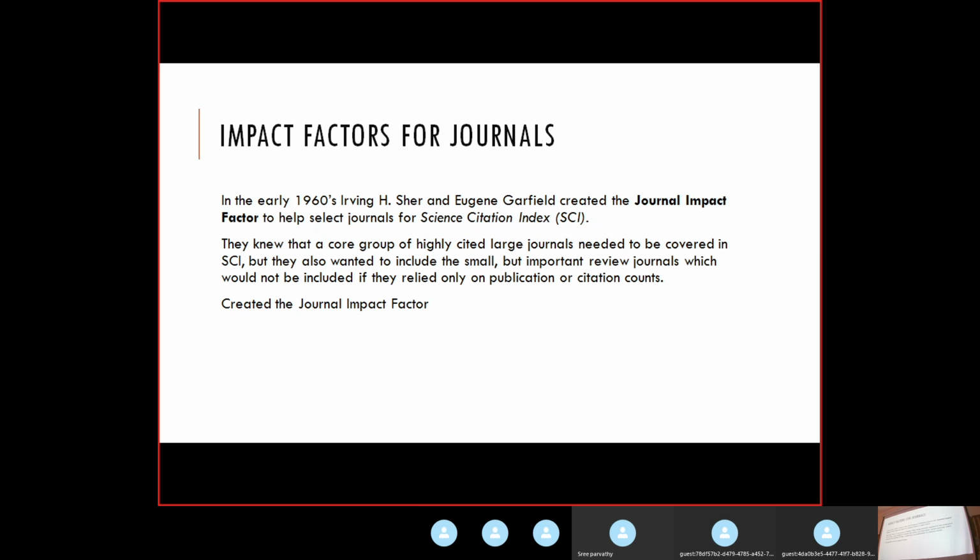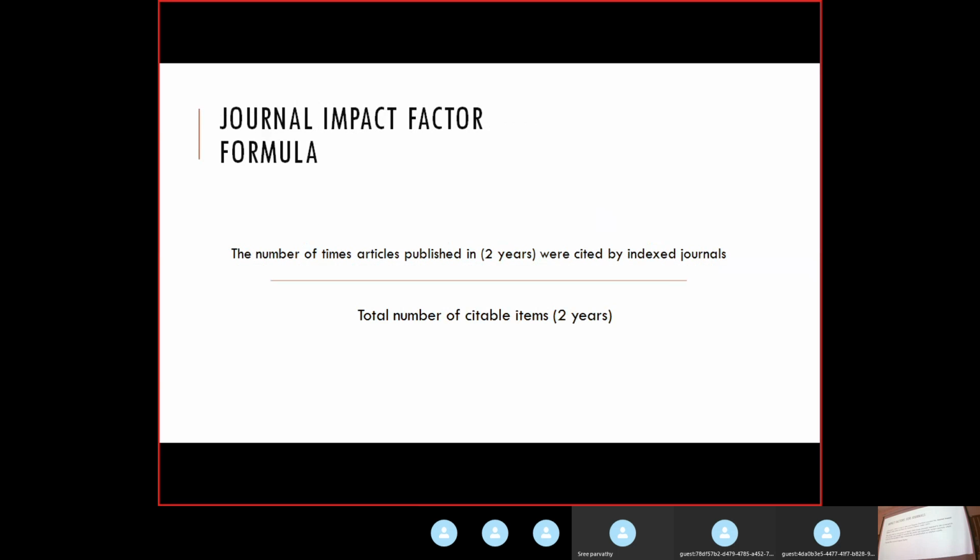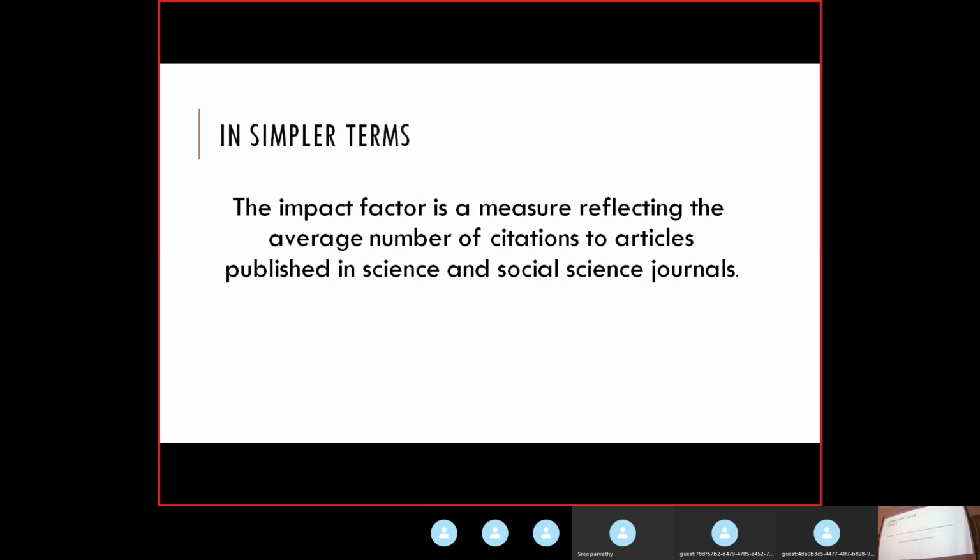There are different science citation indexes to identify journal impact factor. This is the common formula: the number of times articles published in 2 years were cited by indexed journals, divided by the total number of citable items in 2 years. In simpler terms, impact factor is a measure reflecting the average number of citations to articles published in science and social science journals in the previous 2 years.